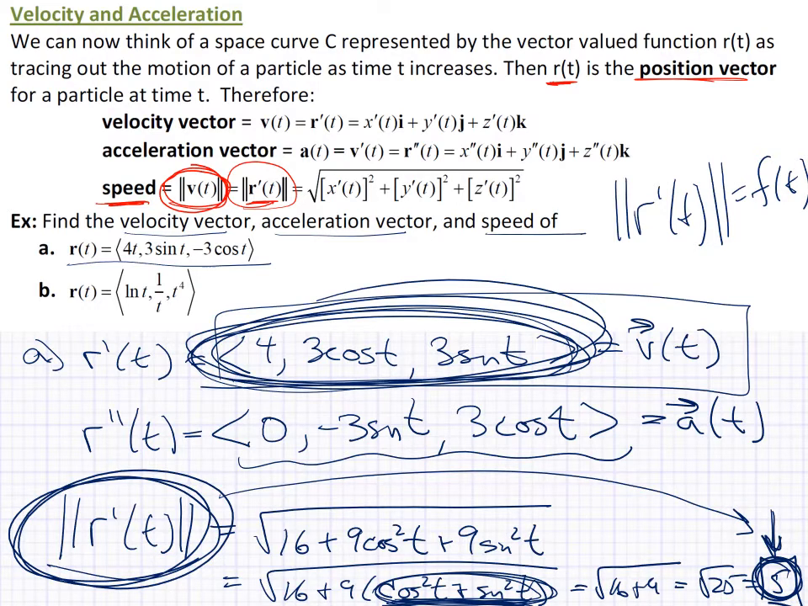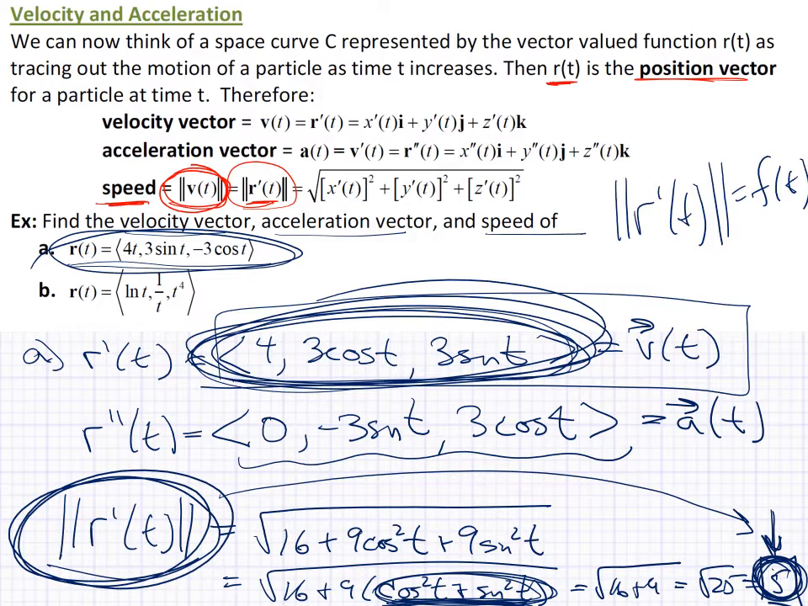For any value of t, the speed is 5, which means that this object that's traveling along this position function is traveling at a constant speed. The speed, regardless of t, is always 5. That doesn't happen with every example, okay? It happens with this example.